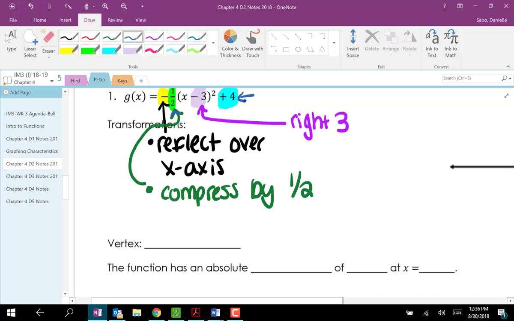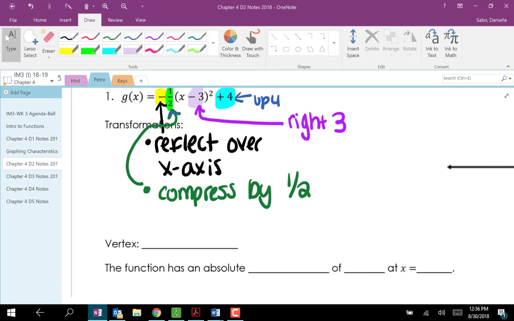And this one's the easiest one. What does a 4 outside the parentheses mean I'm doing to my graph? Yeah, up 4. So look at that. We have 1, 2, 3, and 4 transformations. I promise you in time, you will get better and it'll be really fast. You're going to be like geniuses at the end of the year with these.